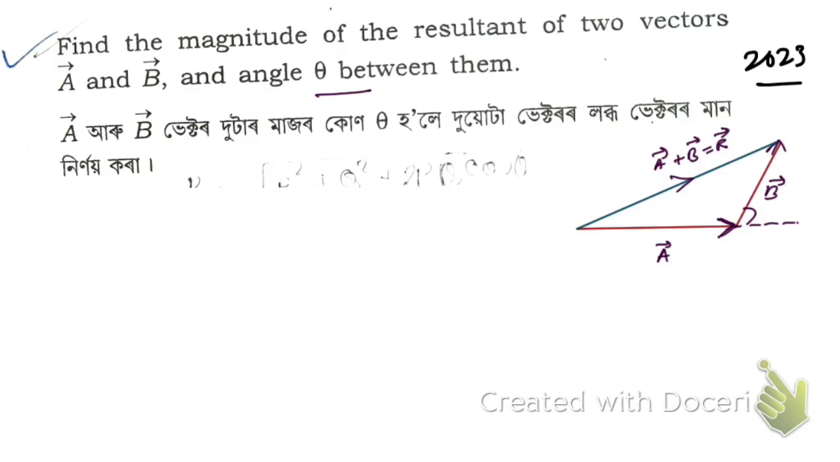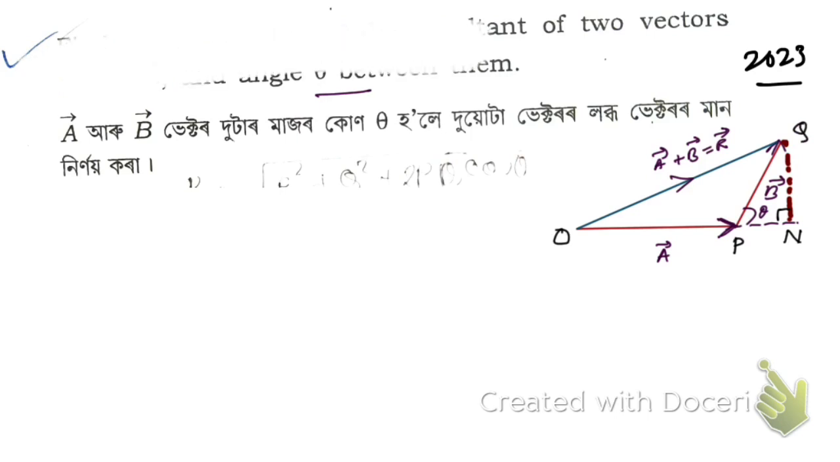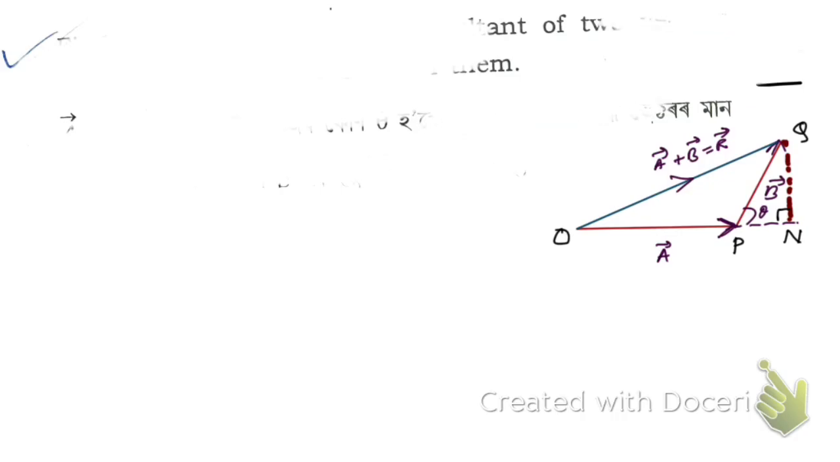Now you see, let me take this angle as theta, and let me draw a perpendicular from this point. This perpendicular is, suppose, N, and this triangle is O P, and this is Q. To give the answer, let me erase this question. This was asked in 2023.